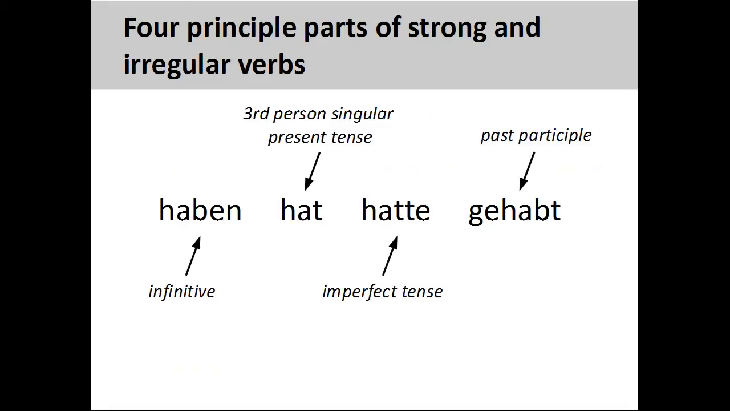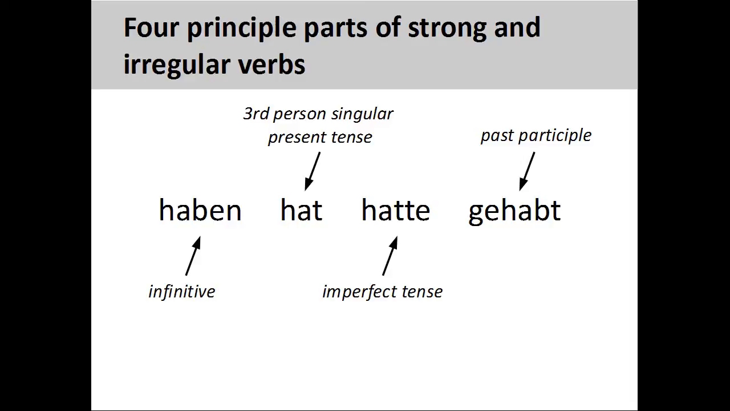In addition to regular verbs, German also has many irregular and strong verbs. These verbs have unusual variations in the conjugation of the present and imperfect tenses, as well as in the formation of the past participle. The imperfect tense is also known as the preterite, or simple past tense. Irregular verbs are sometimes also called mixed verbs.